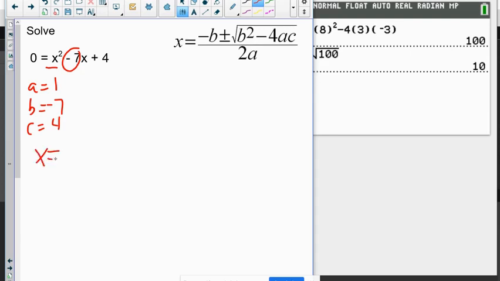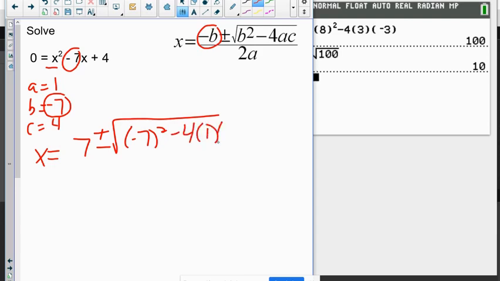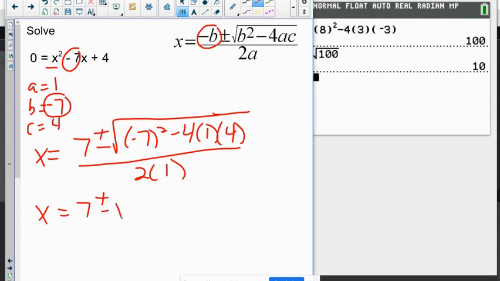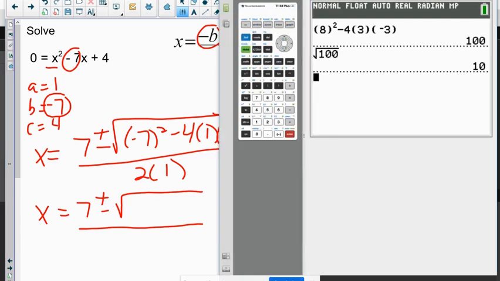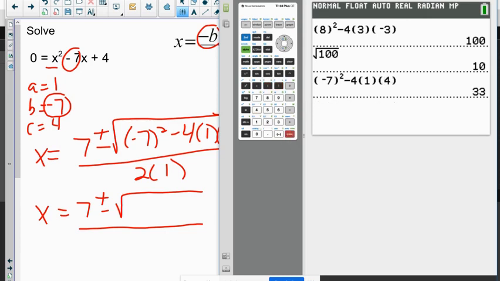So now we have x equals, this time, since b is negative 7, the opposite of b becomes positive 7, plus or minus the square root of b squared minus 4 times a times c, all over 2a. We have 7 plus or minus the square root. Now I'm going to use my calculator. So I'm going to do parenthesis negative 7 squared minus 4 times 1 times 4, and it gives me 33.